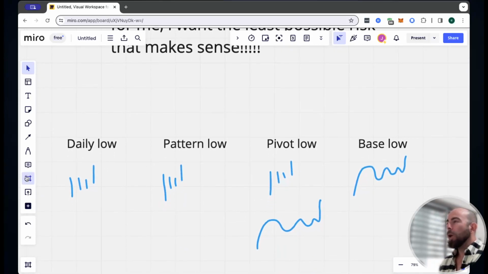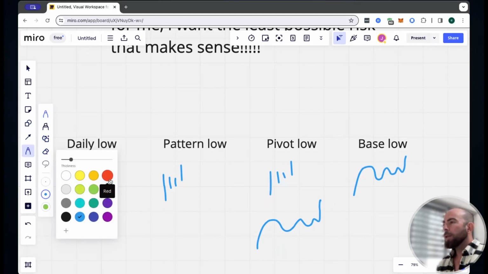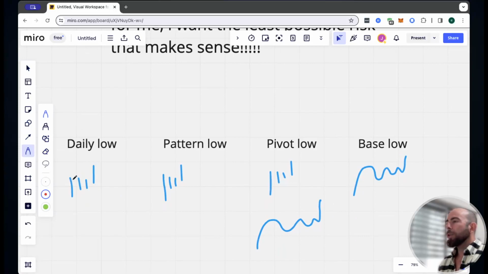So the daily low, and let me just choose red. This is red, perfect. So imagine you have one inside day candle, and a breakout of it. This can be considered a pattern or a pivot. So I will put this is where we actually got in. This is the breakout of here. And I will put the stop loss below the daily low.